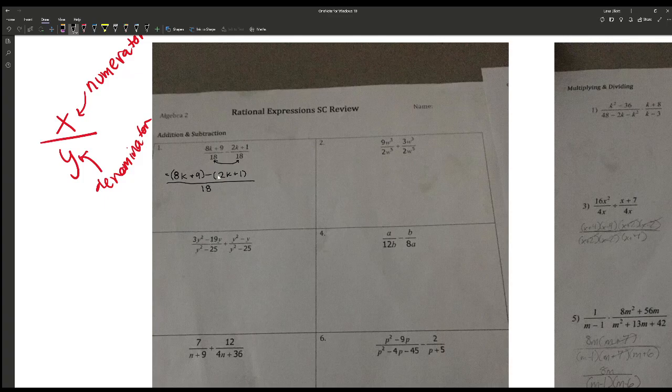So once you get here, you can rearrange so that you have like terms close to each other. So you're going to have 8k minus 2k. You're going to have positive 9, and then this negative will multiply into the bracket and will make this a negative, and you will have minus 1. Then, once again, that is over 18. So simplifying this, we're going to have 8k minus 2k, which is equal to positive 6k. And then positive 9 minus 1 is going to be positive 8. And it will remain over 18.